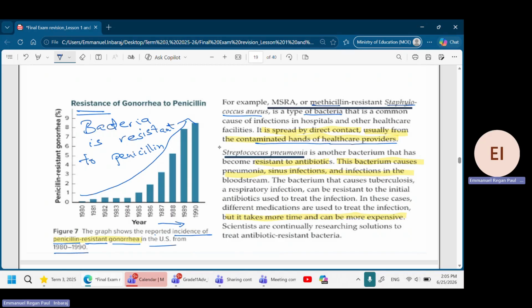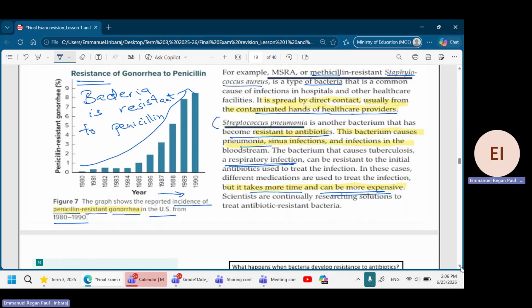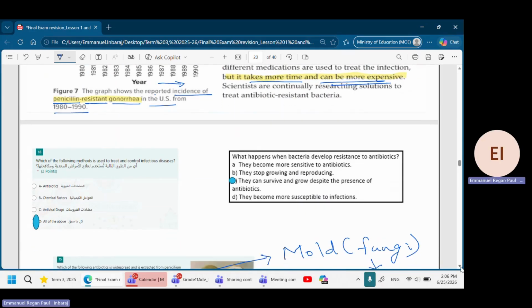Remember, there is another bacteria called Streptococcus pneumoniae, which is another bacteria that is resistant to antibiotics. This bacteria causes pneumonia, which is a respiratory disorder. Okay, it's a respiratory infection. And what is the drawback? See, when you take antibiotics, it may take more time and it can be more expensive. So this is one of the drawbacks. Keep this in mind. This is also another thing that you need to study. All right. Let's do some questions on it now.